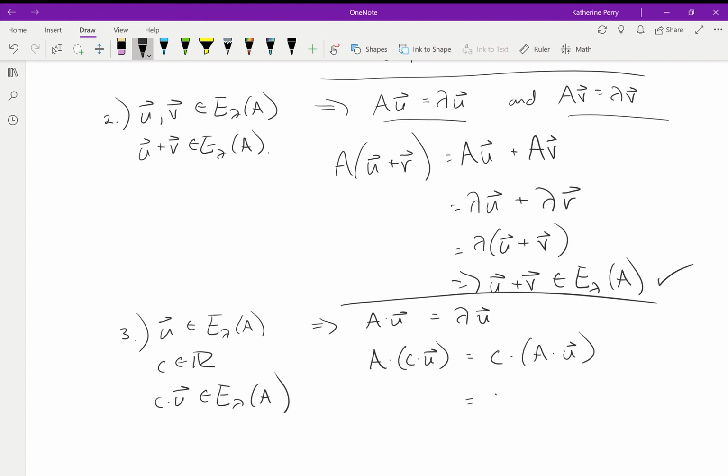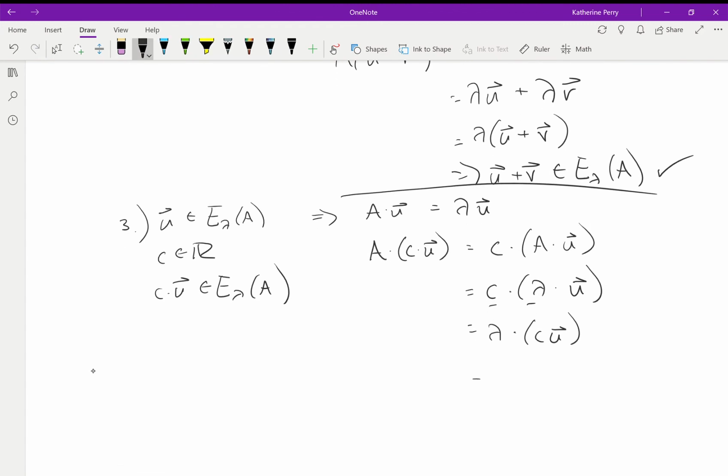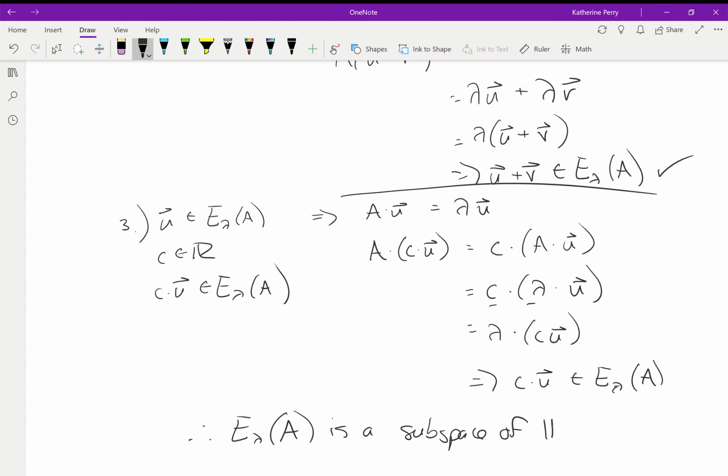But again, I know what A times U is. That's lambda times U. And now, again, with the commutativity property, so this is a scalar, this is a scalar, I can rewrite this as lambda times c times U. And that implies that c times U is an element of my space. And therefore, this is in fact a subspace of Rn.